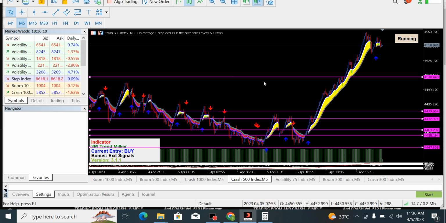Now let's check out crash 500. This is crash 500. We can see crash 500 smash the first TP, second TP, third TP, fourth TP, and check out this, it also smashed this particular one, and of course that's so amazing, and it has gotten to this. This alone should give you more than $100. So you can see we can all make money with this.